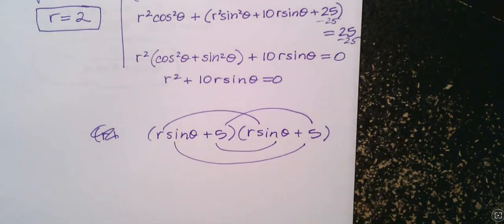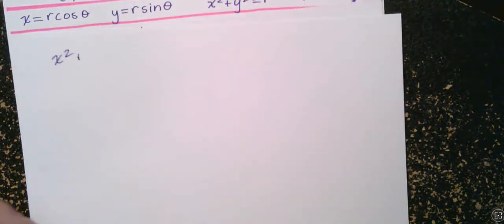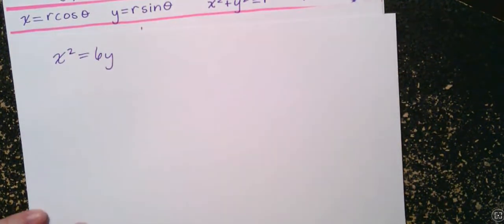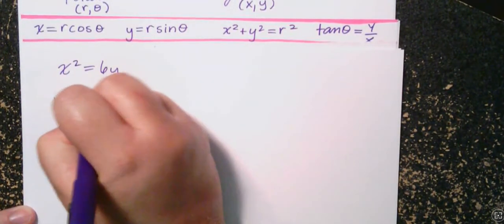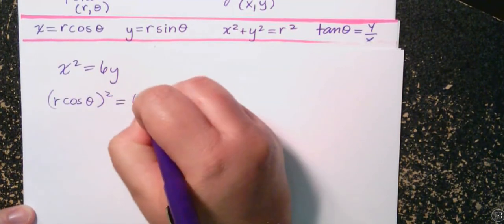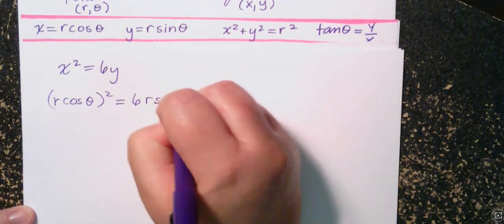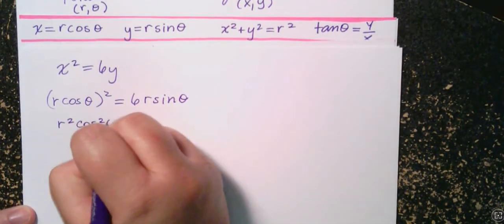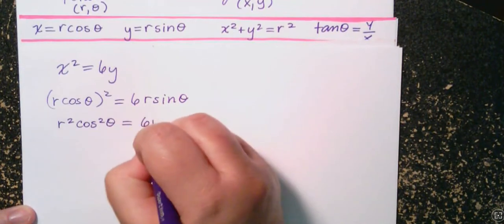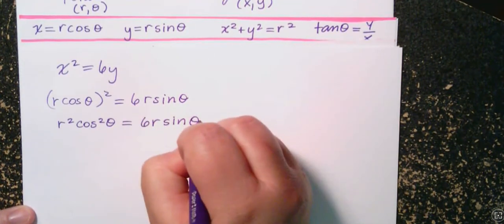Okay, next up, let's do one that looks like this. X squared, oops, excuse me, started to write plus. I'm going to throw that out. X squared equals 6y. Okay, so I'm going to go ahead and plug in (r cosine theta) squared equals 6 times r sine theta. Okay, so this is r squared times cosine squared theta equals 6r sine theta.